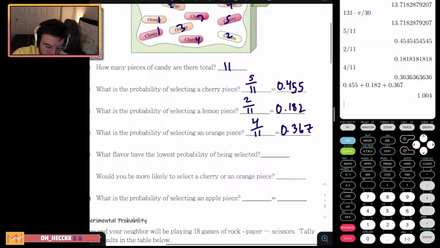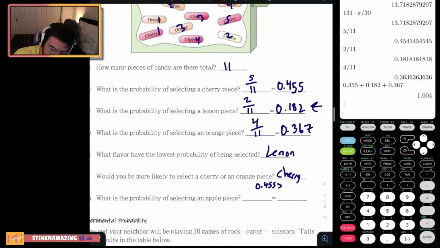Okay? So what flavor has the lowest probability? Well, it makes sense that the one that has the least amount of options would be the lowest probability, which is lemon, because that's the smallest value. Lemon, that's the smallest number right there. And it has the least number of pieces, 2. Would you be more likely to select a cherry or an orange? Cherry would be the correct answer here. There are more cherry pieces than orange pieces, and as a result, the probability is bigger, right? 0.455 is greater than 0.367.